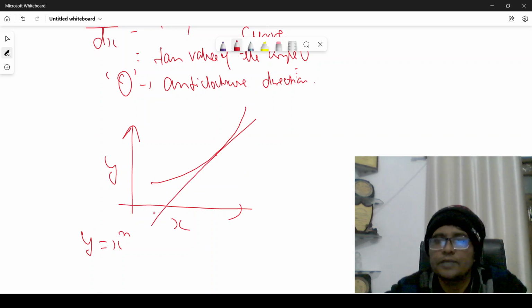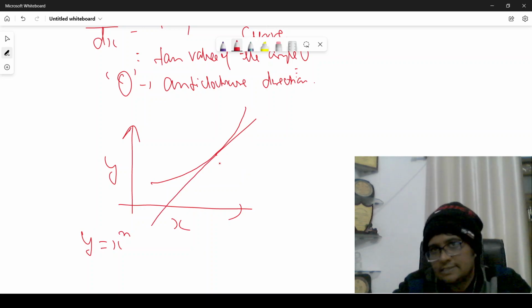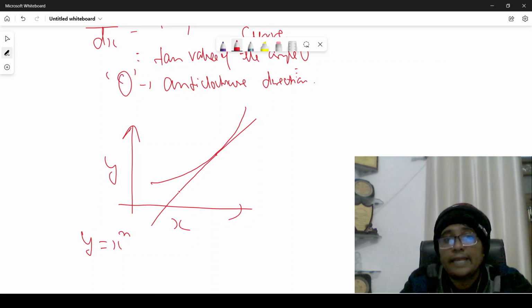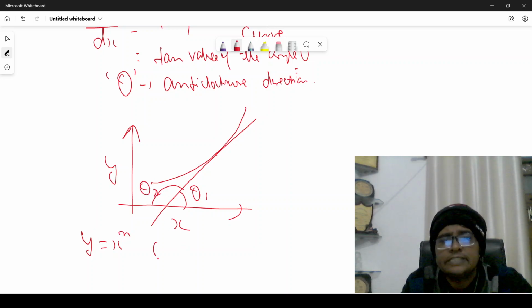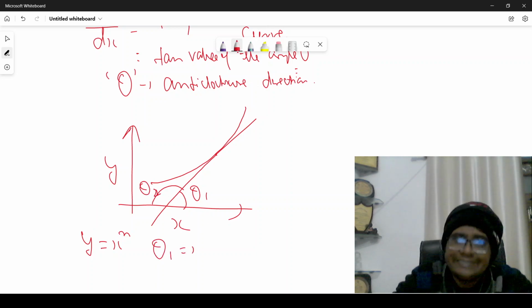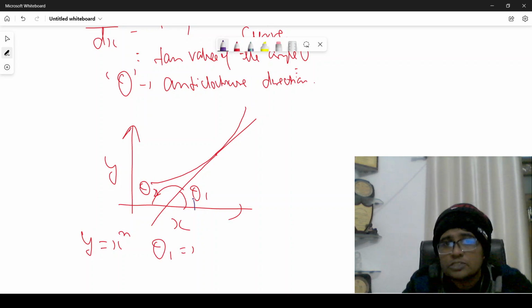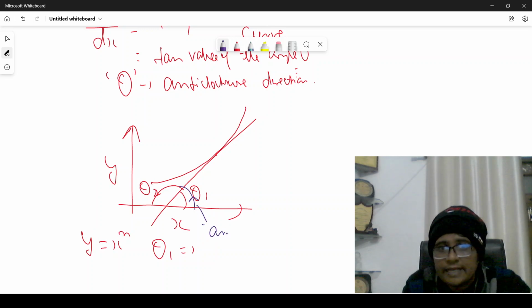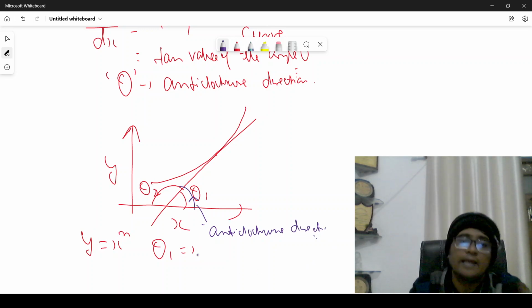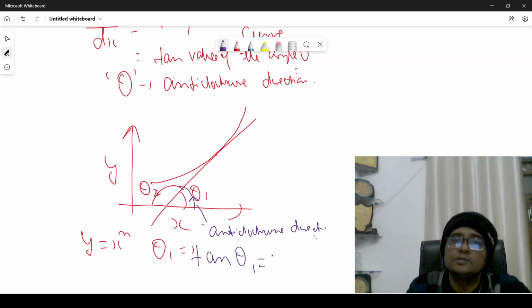Suppose we have to draw a tangent at any point here, say like this. It can have two angles: one angle here, theta 1, and another here, theta 2. We have to take the angle theta 1 because it has been taken in the positive, anti-clockwise direction. And the tangent value of that angle is the slope.